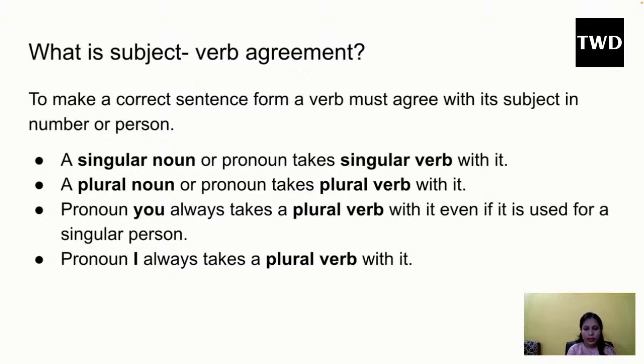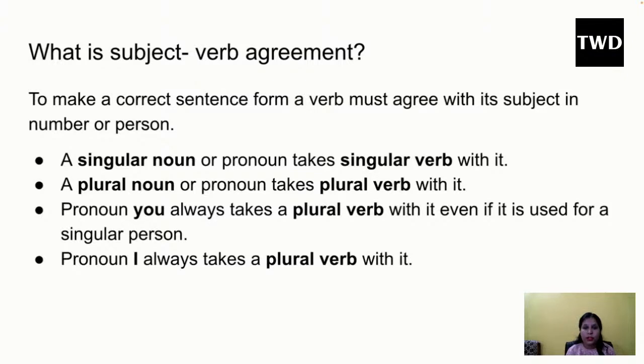To make a correct sentence, a verb must agree with its subject in number or person. Okay, so how can we agree our verbs with the subject? A singular noun, say for example, a boy, a cow, a dog. Okay, all these are singular nouns. A singular noun or pronoun takes a singular verb with it. So singular verb. Now you might be thinking, what is a singular verb here?